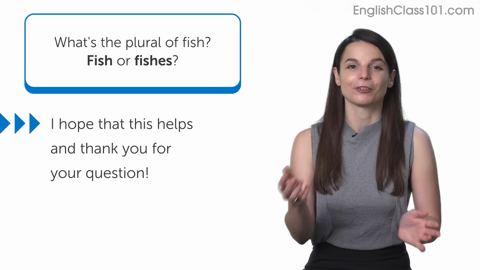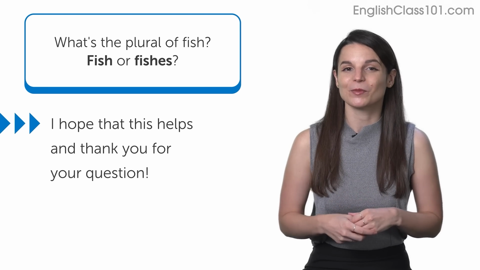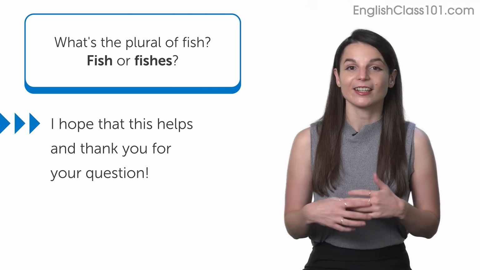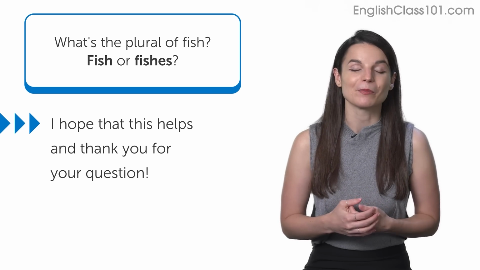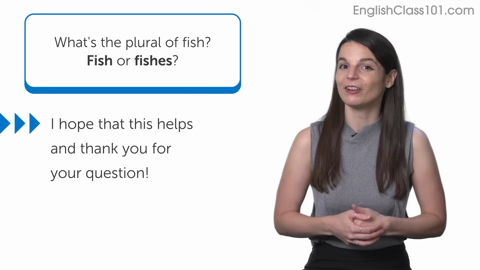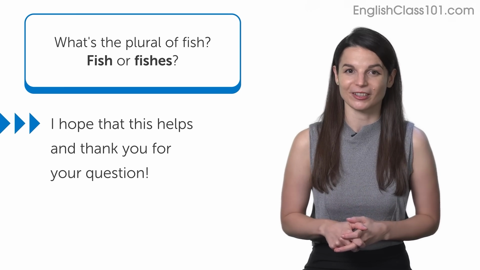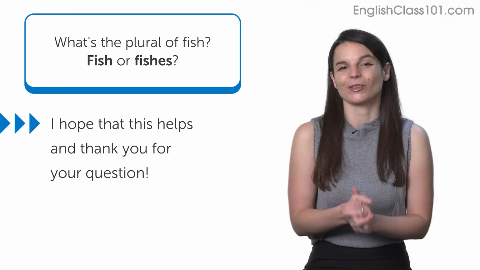One fish, two fish, three fish, four fish. There's a very popular kids book from a very popular kids author, an English kids author called Dr. Seuss. He has a rhyme we can use to help us remember this. One fish, two fish, red fish, blue fish. So fish is used for the singular and the plural. I hope that this helps you. Thanks very much for the question.